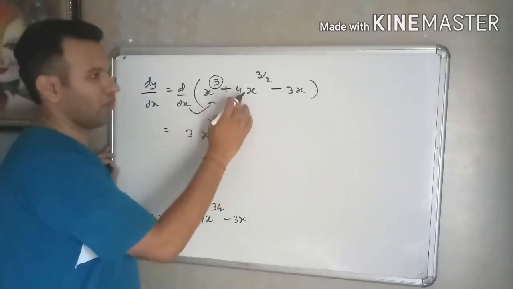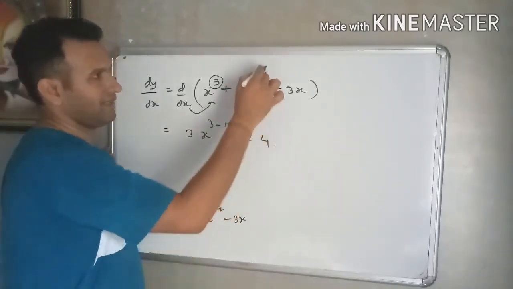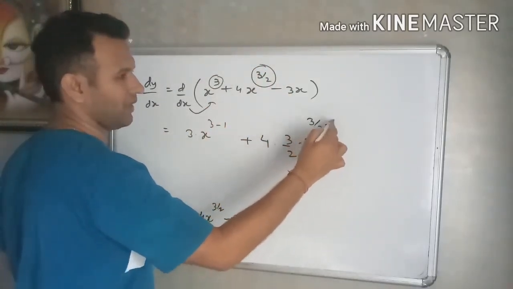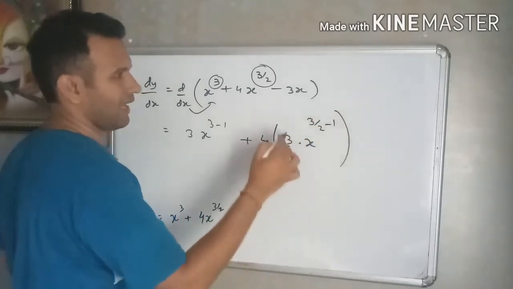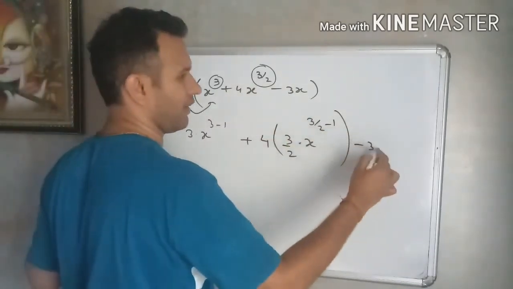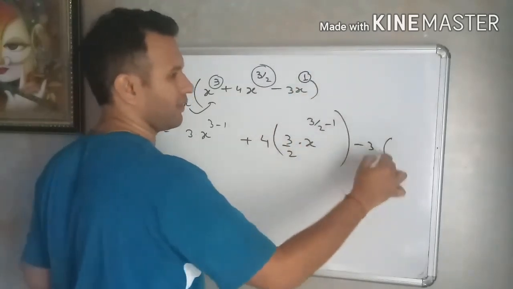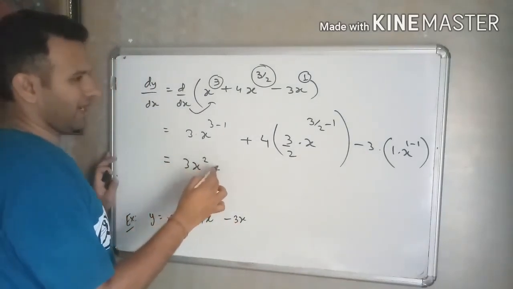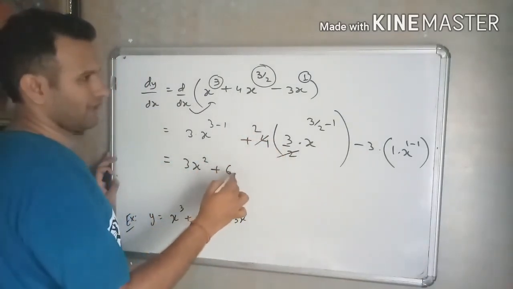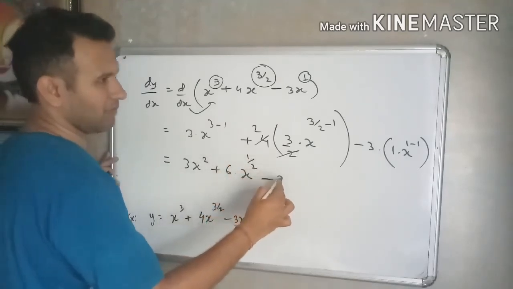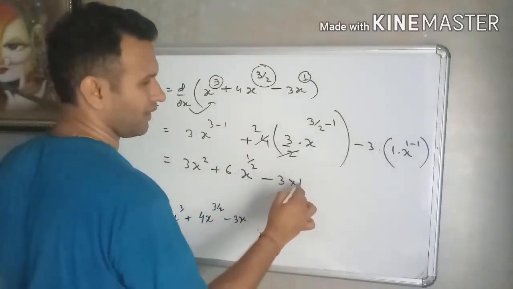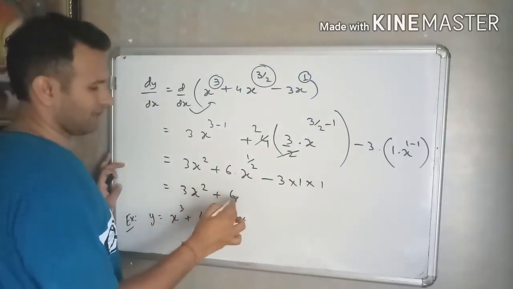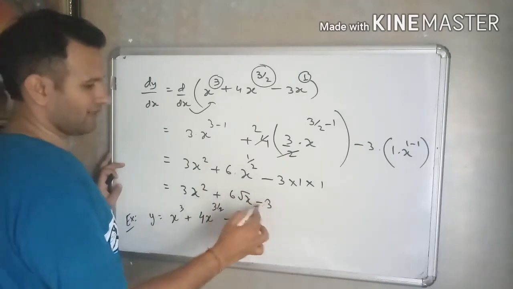For the second term, this 4 is a constant, we'll take it outside, and this is n. So n into x raised to n minus 1. Okay? And for the last term, this is a constant, we'll take it outside, and this is x raised to 1, this is n. So 1 into x raised to 1 minus 1. So this is 3x square, this is cancelled out, 2 3 is 6, x raised to half, this is minus 3 into 1 into x raised to 0, that's 1. So that is 3x square plus 6 root x, x raised to half, minus 3. That's the answer for this.